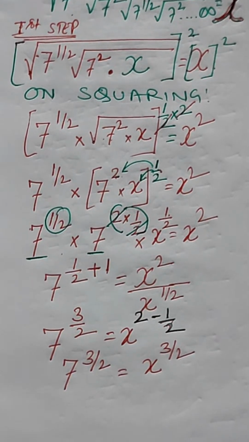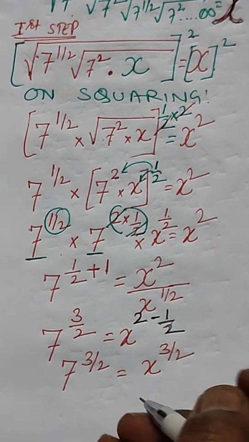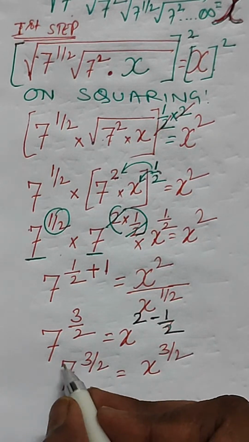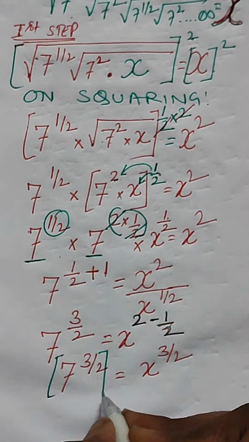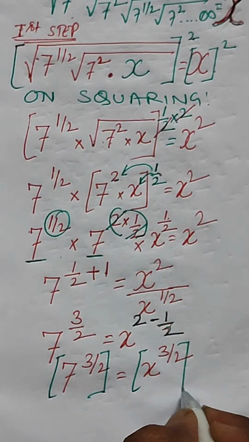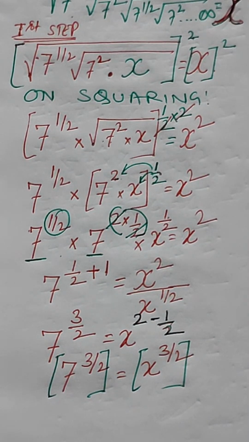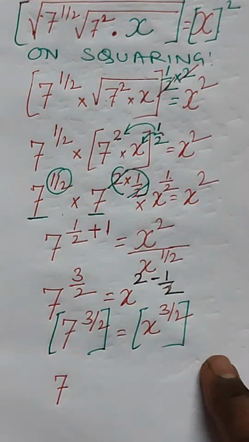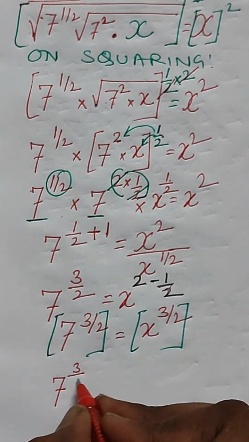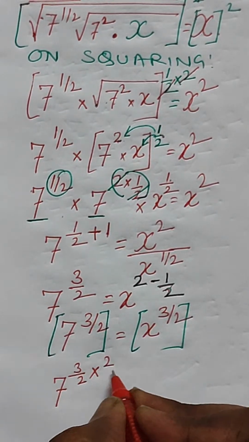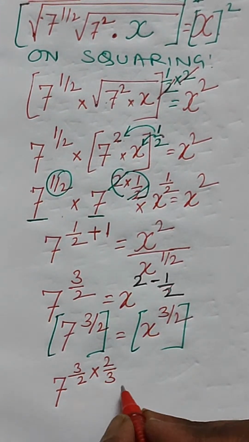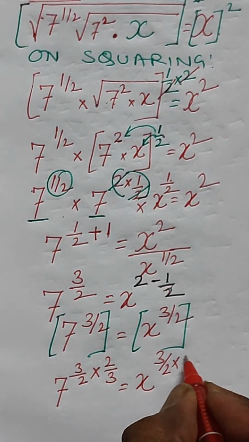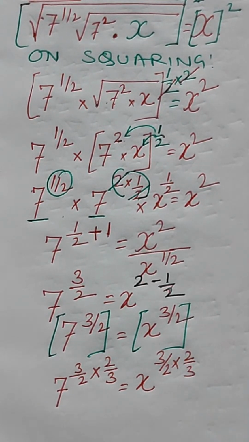So this will give you the value of x. We have almost solved it. Before taking the next step, just take the 2/3 root of the LHS and RHS. When you take the 2/3 root of LHS and RHS, what will happen? 7 power 3 by 2 multiplied with 2 by 3, and on the RHS x power 3 by 2 multiplied with 2 by 3. What have we taken over here?